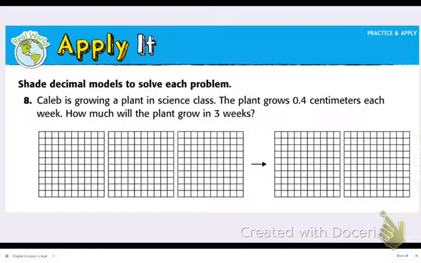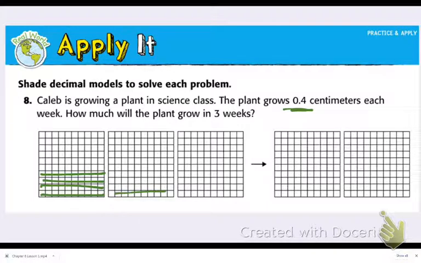All right, Bobcats, let's apply what we've learned. Caleb is growing a plant in science class. The plant grows 4 centimeters. Well, it's not 4, right? It's 4 tenths of a centimeter each week. How much will the plant grow in 3 weeks? Well, the first week, it grows 4/10, right? Not a full one, just part of something. When you see that decimal, it's part. It's not a whole number.